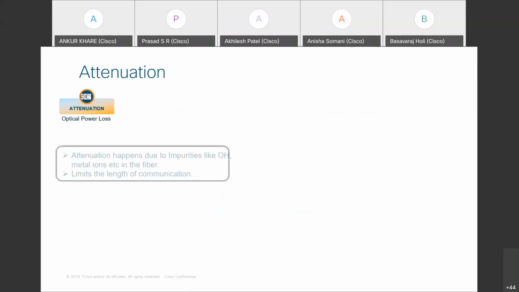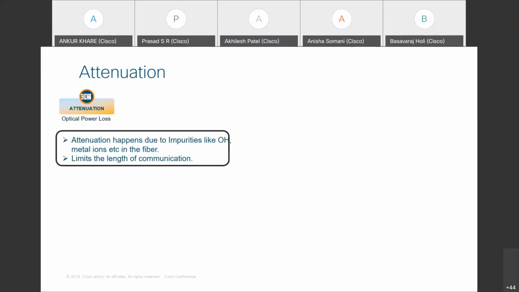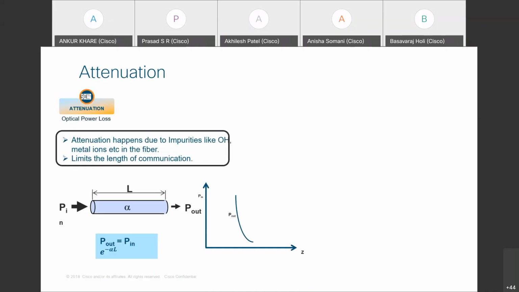Attenuation is nothing but an optical power loss. Attenuation happens due to impurities like OH, metal ions, etc. in the fiber, and limits the length of the communication. So attenuation is always based on the fiber length, right? If you have a 10-kilometer fiber, you might have some attenuation per kilometer, so you will know that when you use the fiber for this distance, whatever power you transmit will get attenuated within that length and you will receive lesser power. Okay, so attenuation is one factor here.